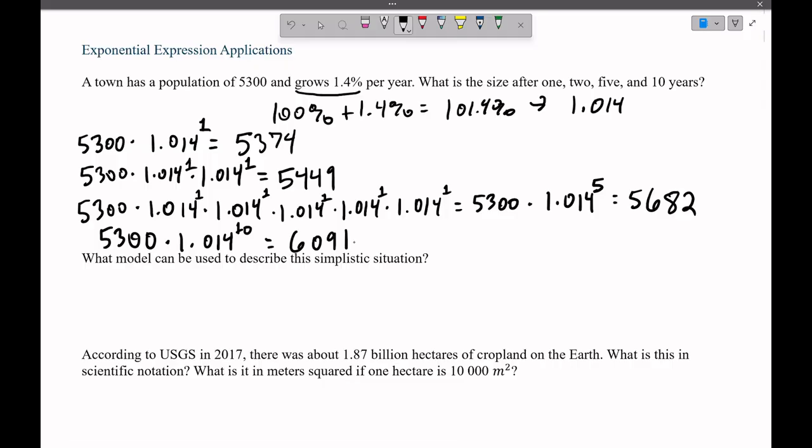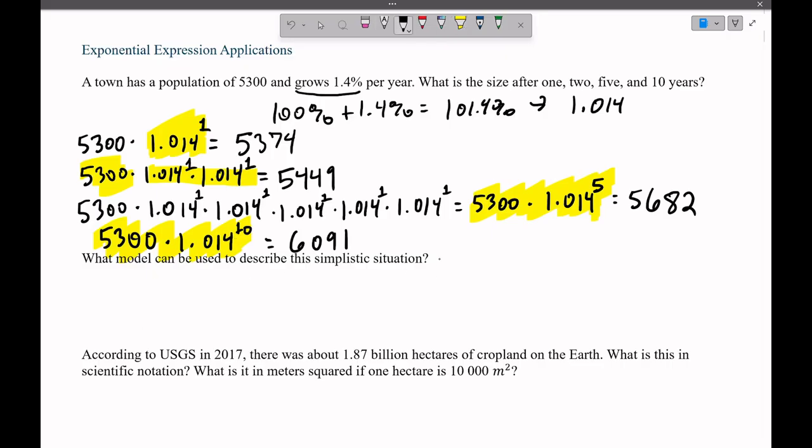Now, what model can be used to describe the situation? Well, we already see how it's growing here. We have 5,300 times 1.014. This one's going to be 5,300 times 1.014 squared because we have 2 of them. Of course, here we have 5,300 times 1.014 to the 5, and 5,300 times 1.014 to the 10.